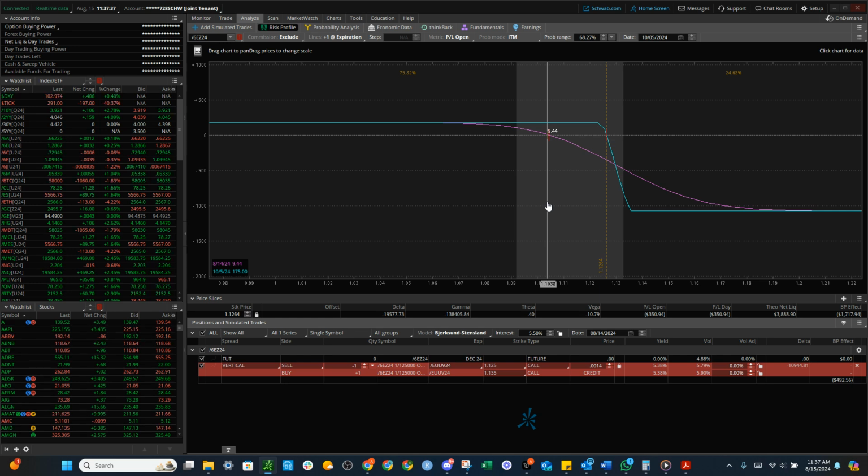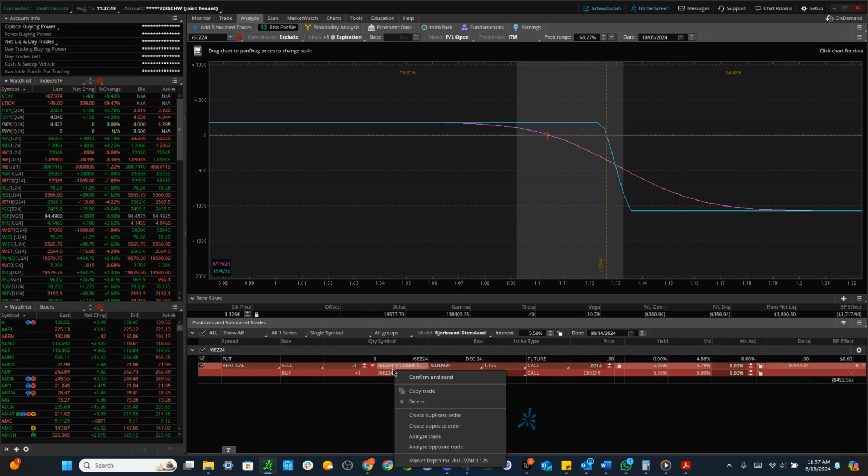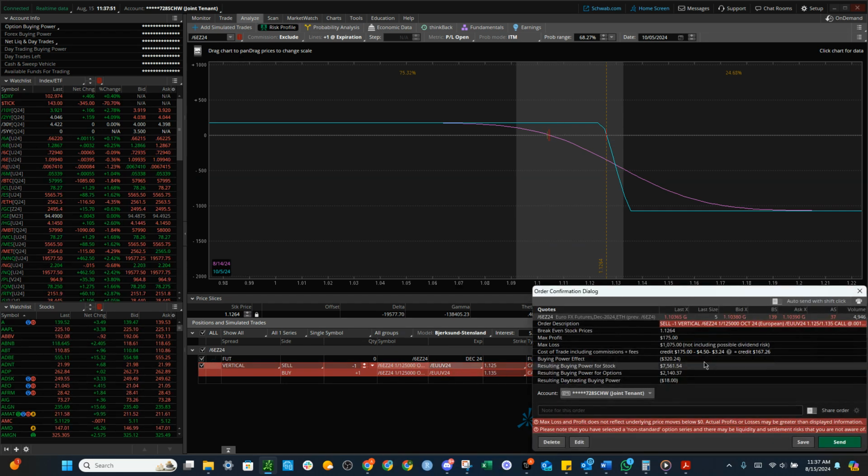And then what else? I have 75% probability of profit. This is a very important number for me. I stick around 75 to 80. Above 80 is definitely better. But right now, this is what we're getting. So we will put this order in and then see how it gets filled.